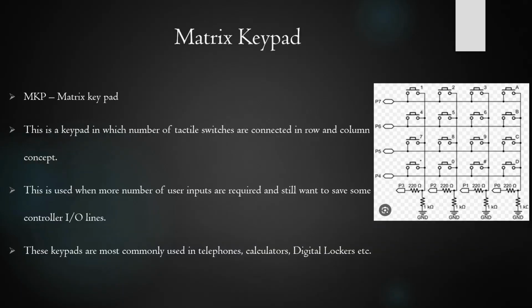The next one is matrix keypad. The MKP is a matrix keypad, in which a number of tactile switches are connected in a row and column concept. This is used when more user inputs are required and we still want to save some of the controller's I/O lines. These keypads are most commonly used in telephones, calculators, digital lockers, etc. Here, matrix keypads have rows and columns.